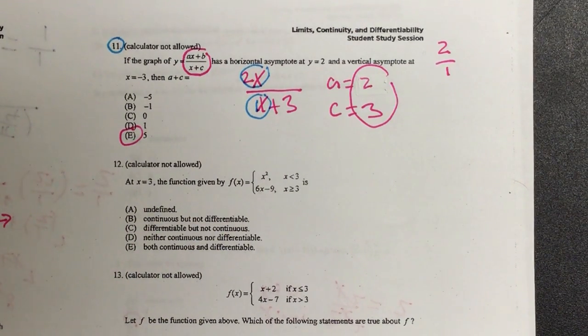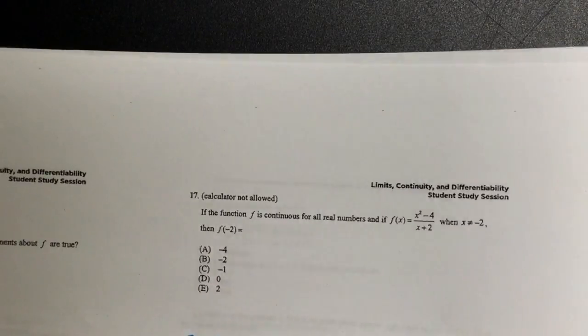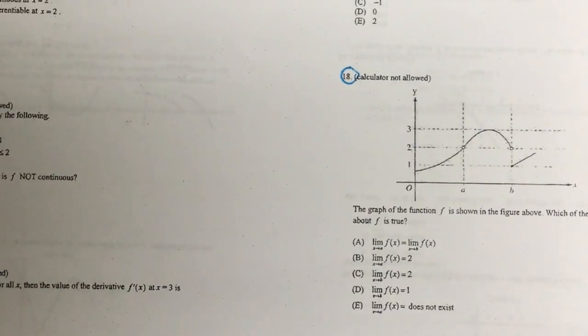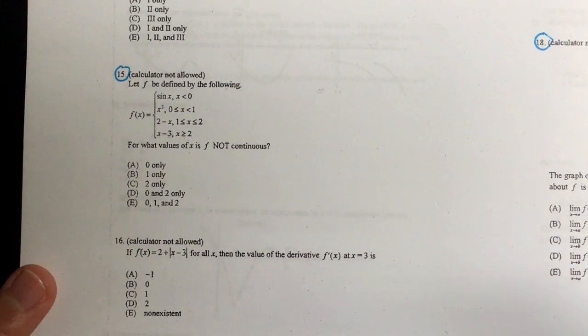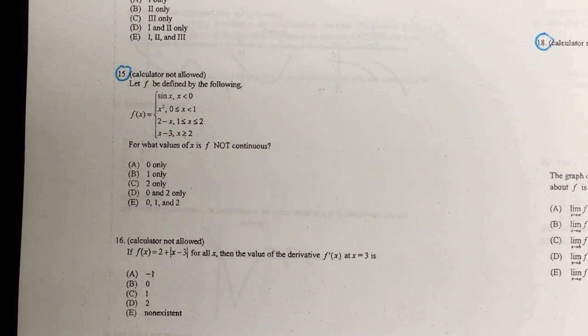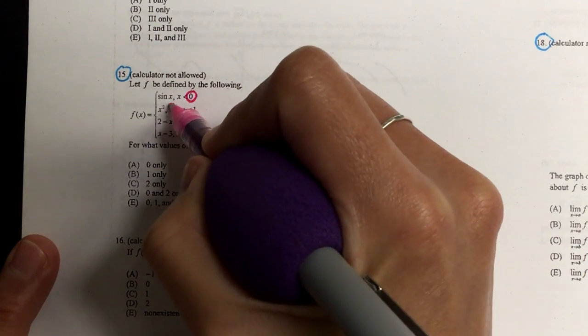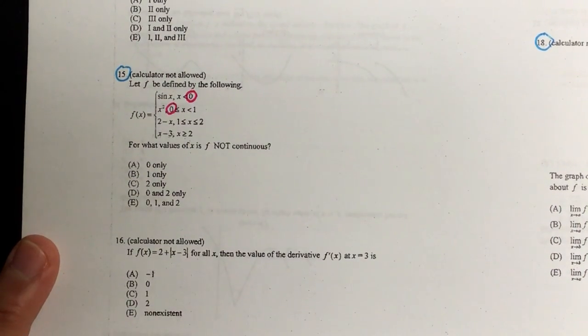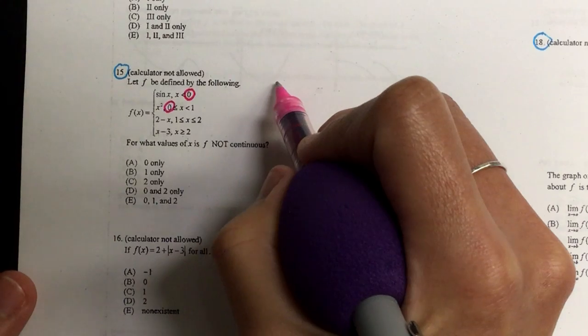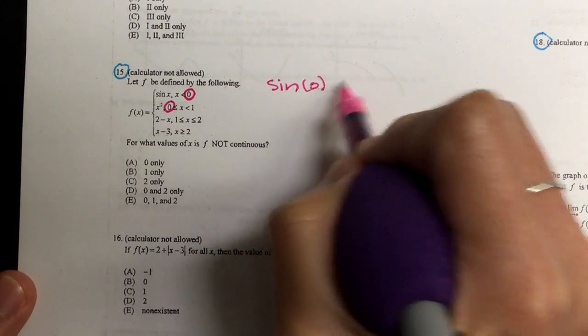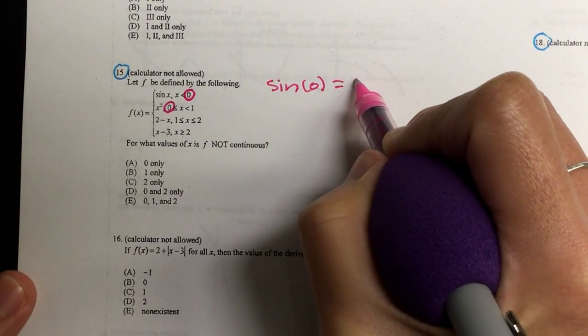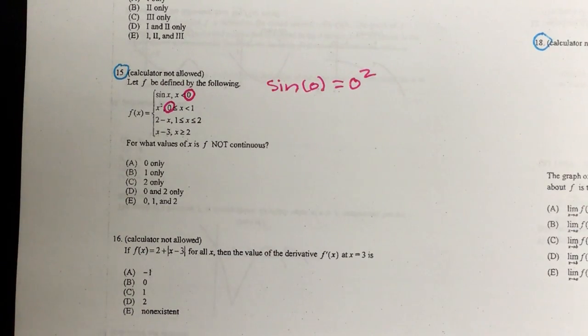Now let's go to number 15. On number 15, we need to figure out when is it not continuous. So I'm going to circle the pieces that are basically the same. It's approaching the same number. 0 is approaching that number. So my first equation is going to be, when I plug in the 0, it is sine of 0 must equal 0 all squared. That's the first part.